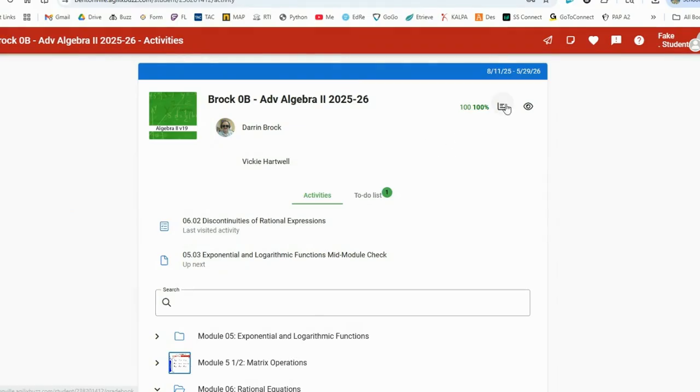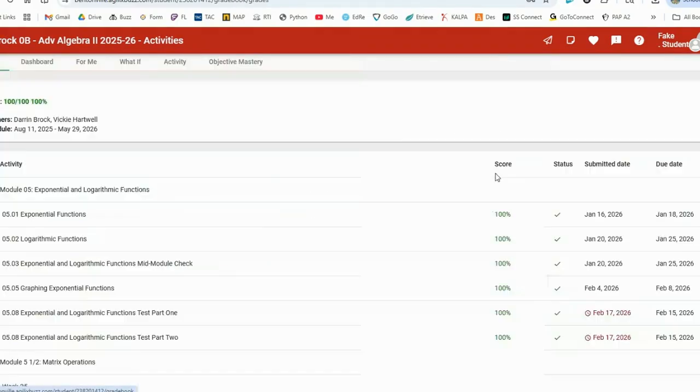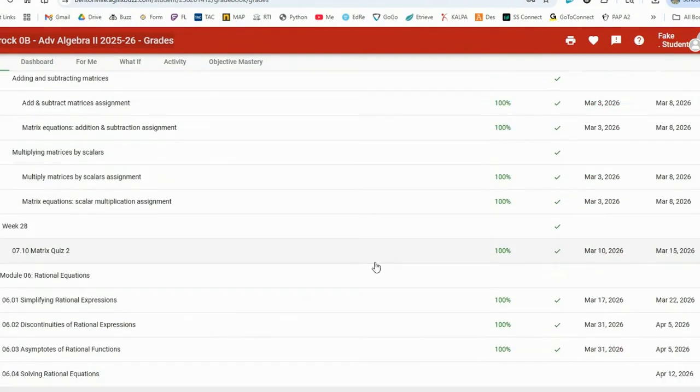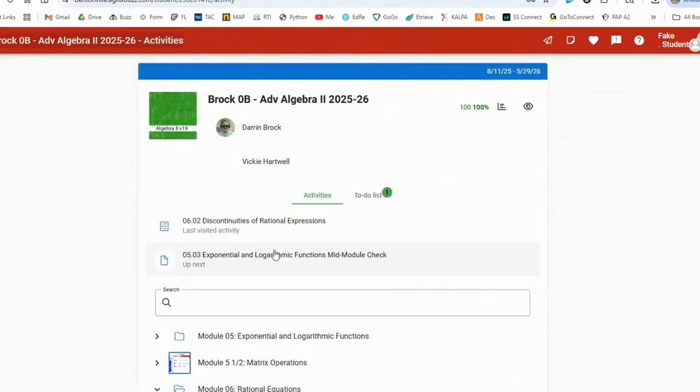All right, looking at our grade screen just to check where we're at. Okay, everything's done, matrices. We should have the first 3 lessons turned in, and we should be ready for the last lesson. Next week will be the test. We'll be testing over these rational equations next week. But today we're looking at 6.04. So let's go back to the activity screen.